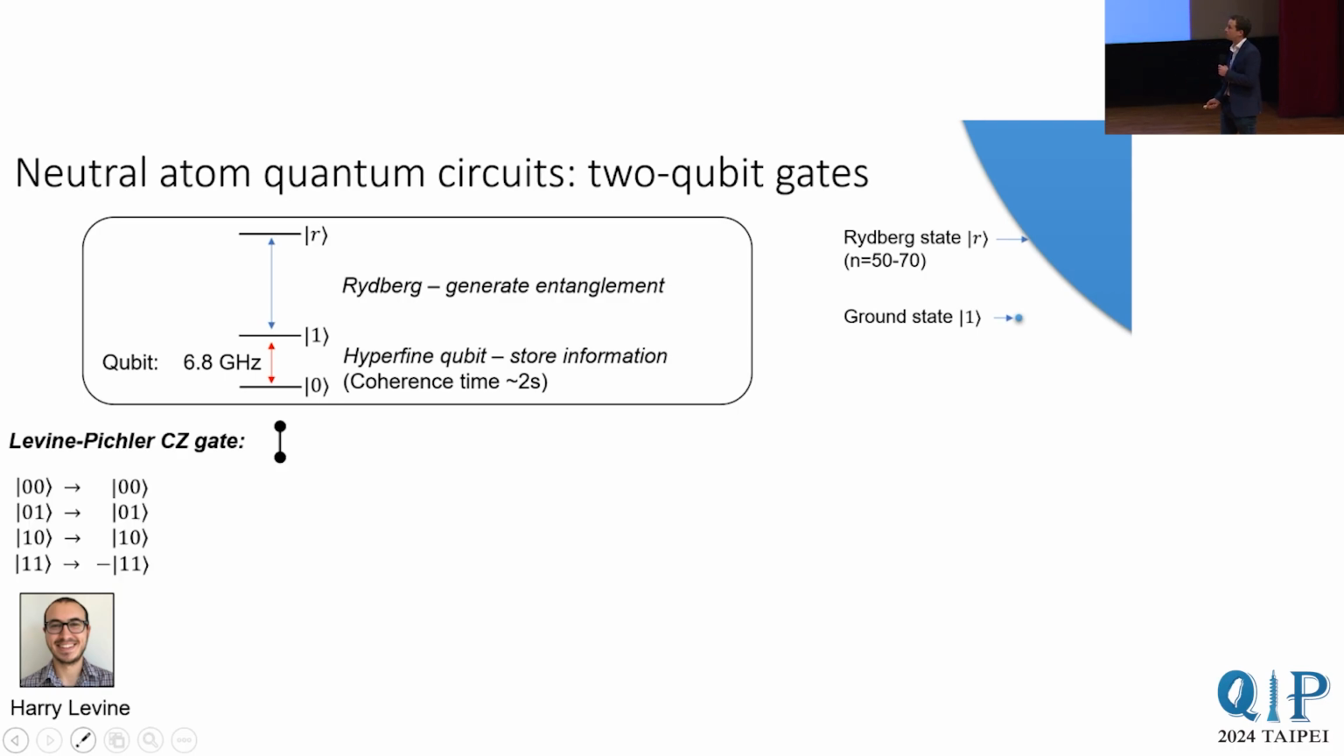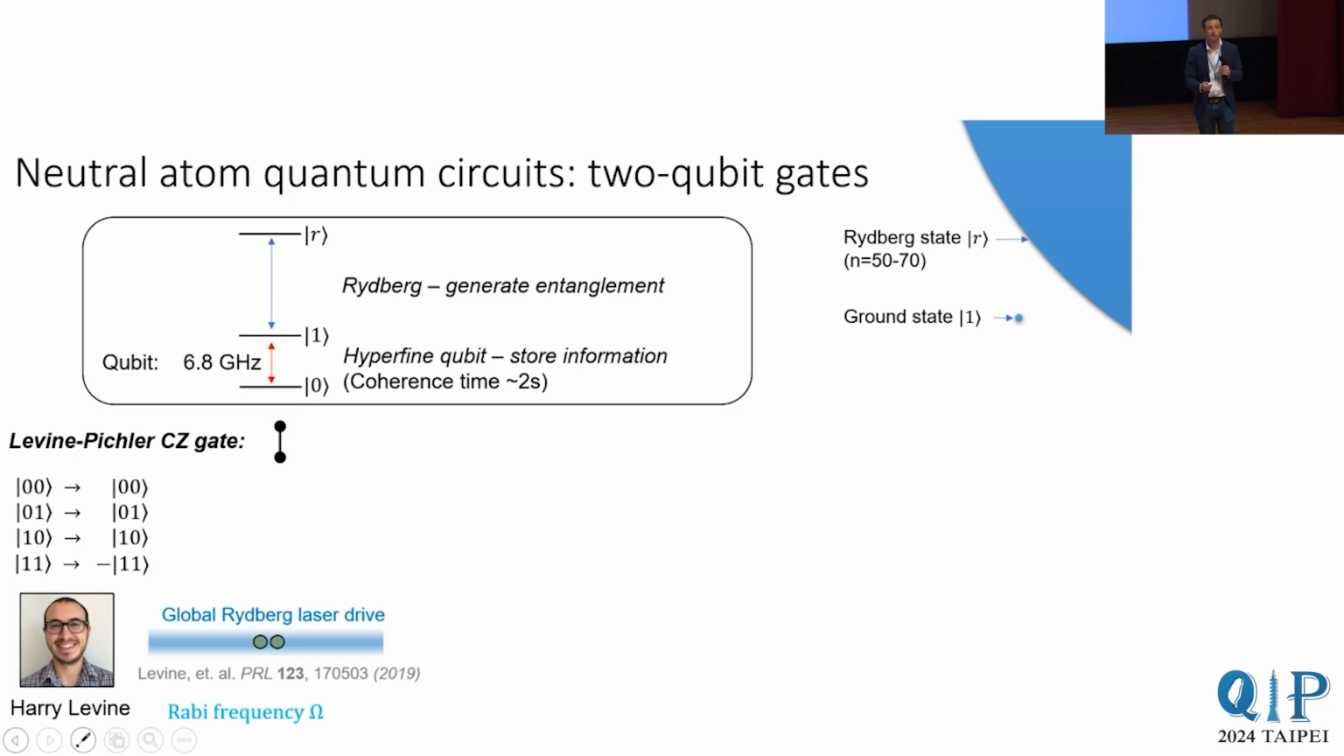And a really big breakthrough in the field several years ago was that of the so-called Levine-Pichler CZ entangling gate, where for the CZ gate, what you want to do is just map this 1-1 computational basis state back to itself with a -1 phase. And the beautiful innovation here is that we can do this also with just global laser pulses.